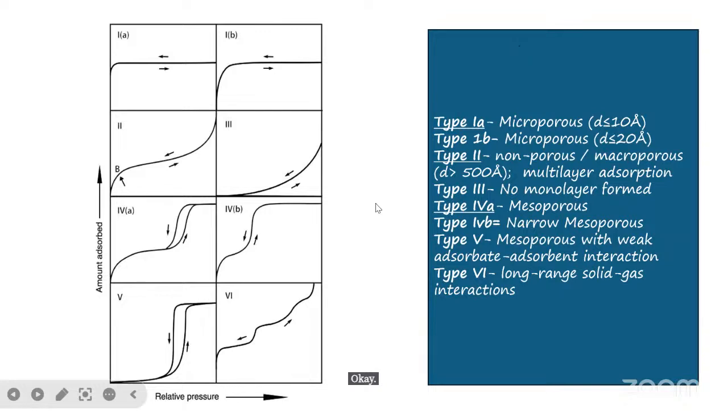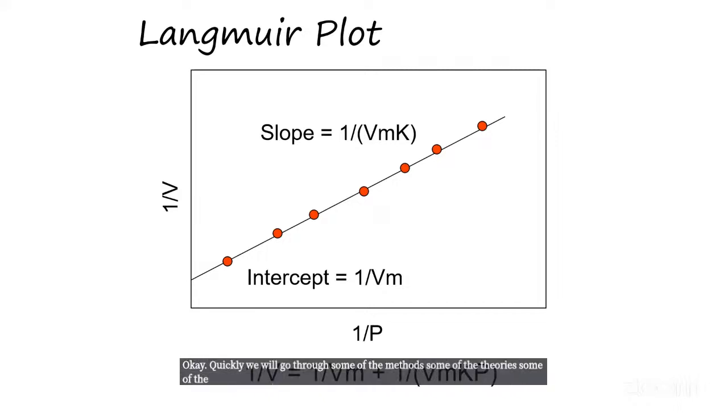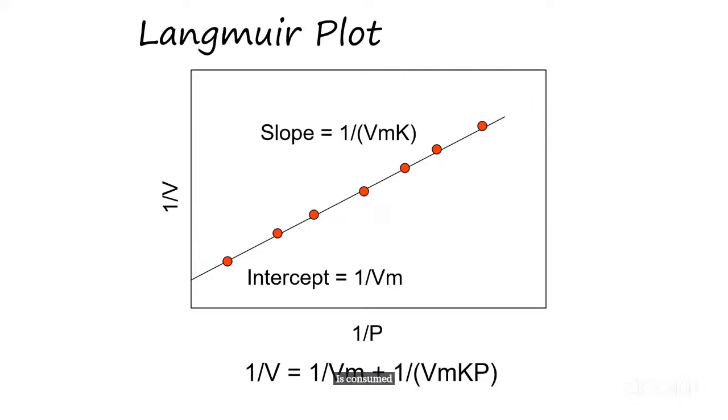Quickly, we will go through some of the methods, some of the theories, some of the modeling that goes. Remember, our purpose is to find surface area. And as I said, for calculating surface area, we need to know how much volume is consumed in making a monolayer over your samples. So finding that monolayer capacity is important for calculating surface area.